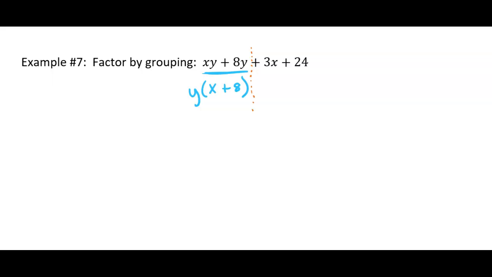Now, I'm going to look at the last 2 terms. Now, something that's really important, this is an addition sign, and that addition sign is important. Okay? So, there we go. All right, now look at the last 2 terms, the 3x and the 24. What do they have in common? 3. So I factor out the 3, and I have x plus 8.